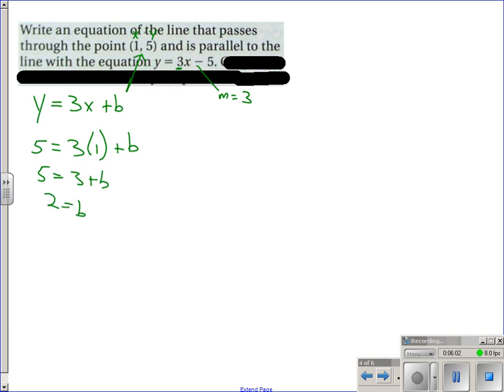B is 2. So the equation of our line that goes through the point 1, 5 and is parallel to that given line is y equals 3x plus 2. They're parallel. They have the same slope.